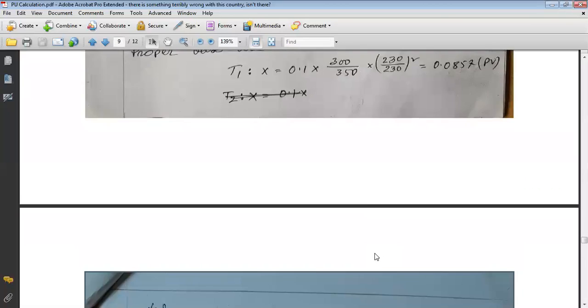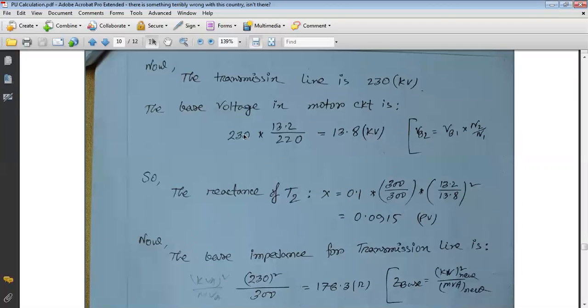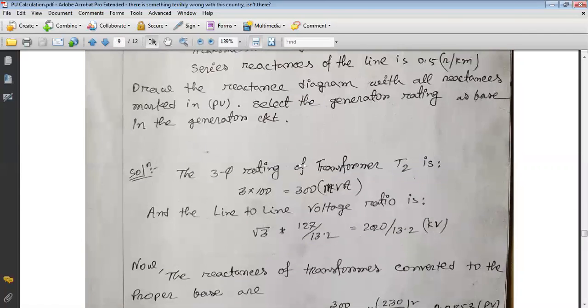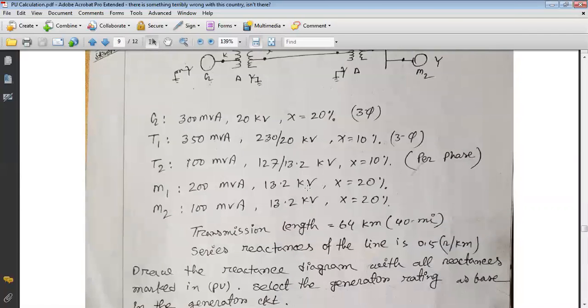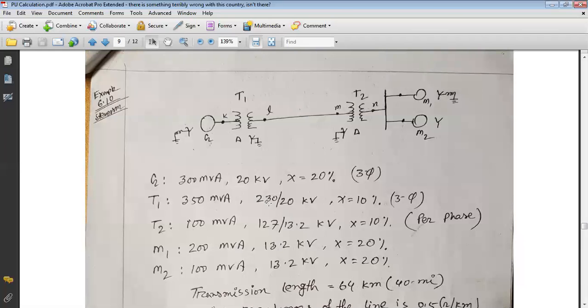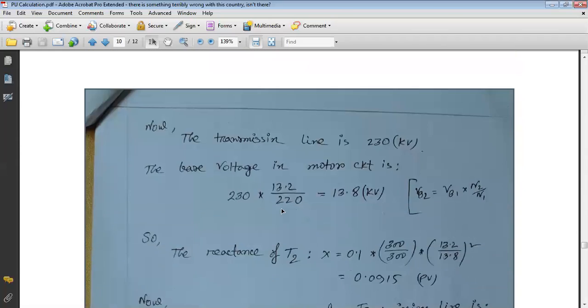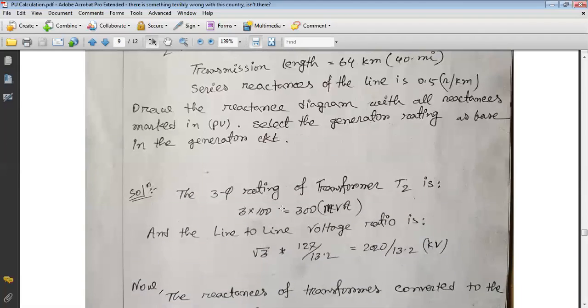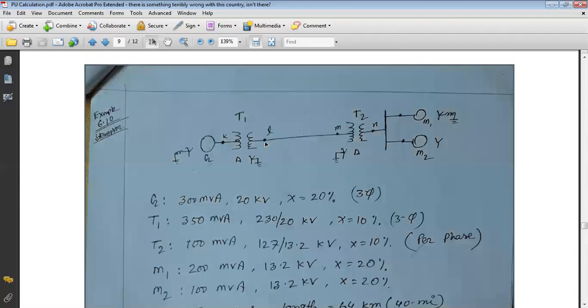Well, so how do we get this 230, the transmission line base voltage of 230? We don't actually show this calculation in the solution, because if we want to calculate the secondary base voltage of transformer T1, we can calculate it without using a calculator. So how can we calculate this?